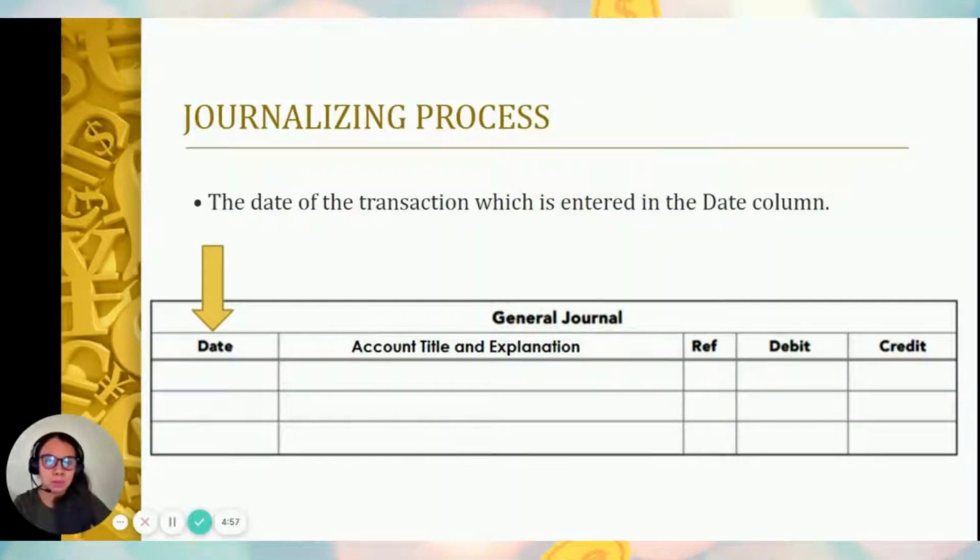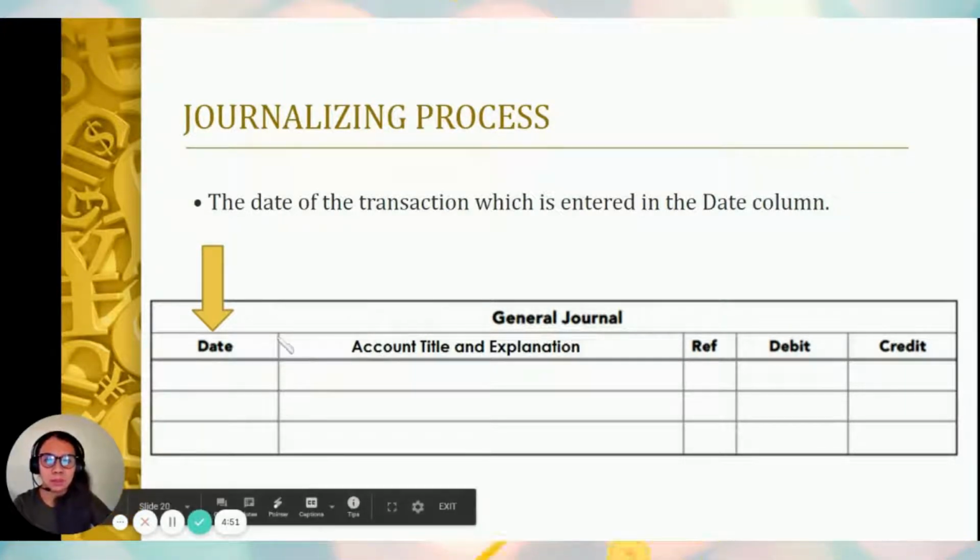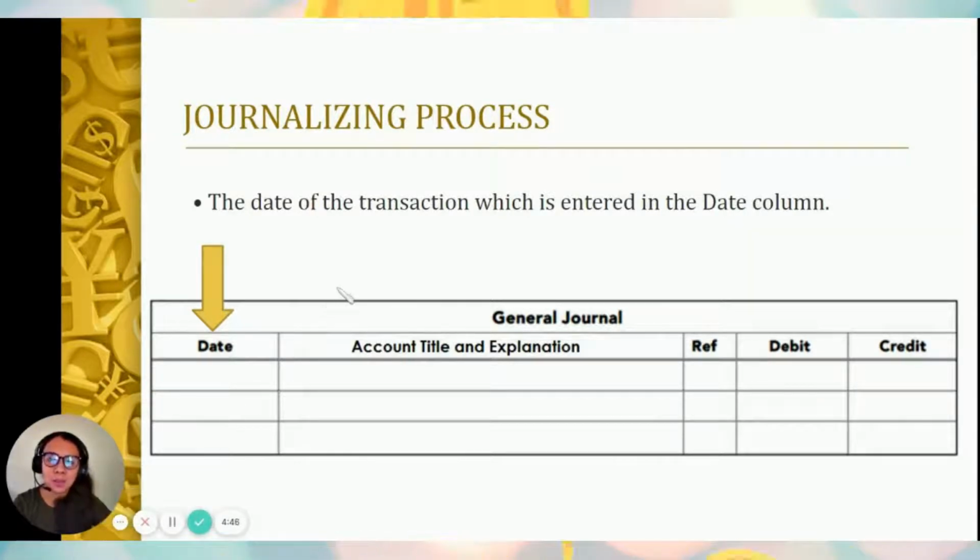Now I'm going to discuss the journalizing process. How do we use the journal? This is how a general journal looks, and the first column is the date. So this is where you enter the date of the transaction. If it happened on October 15th, 2020, then you write the date in here, October 15th, 2020.